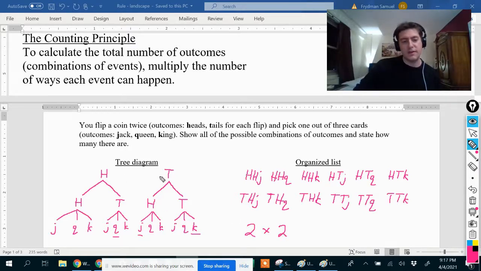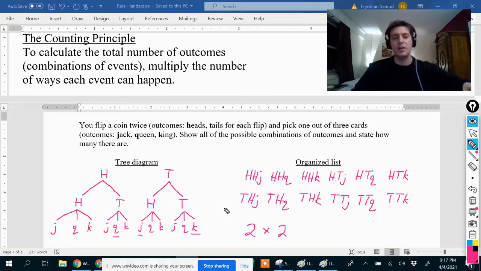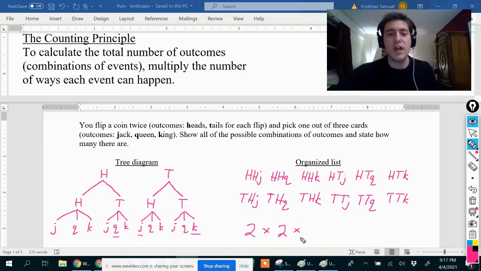And that's telling me that if I were to stop there and I didn't do the cards, then there would be 4 different outcomes. Heads, heads, heads, tails, tails, heads, or tails, tails. That's these 4 over here. But then if I also choose one of those 3 cards, well, there are 3 outcomes there, so I'll have to multiply this by 3. So 2 times 2 is 4, and then times 3 is 12.